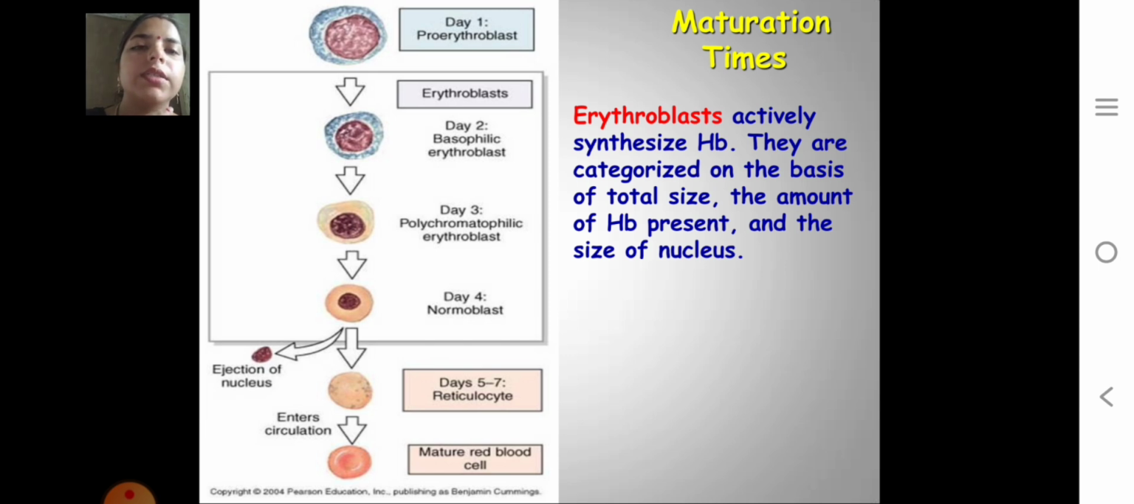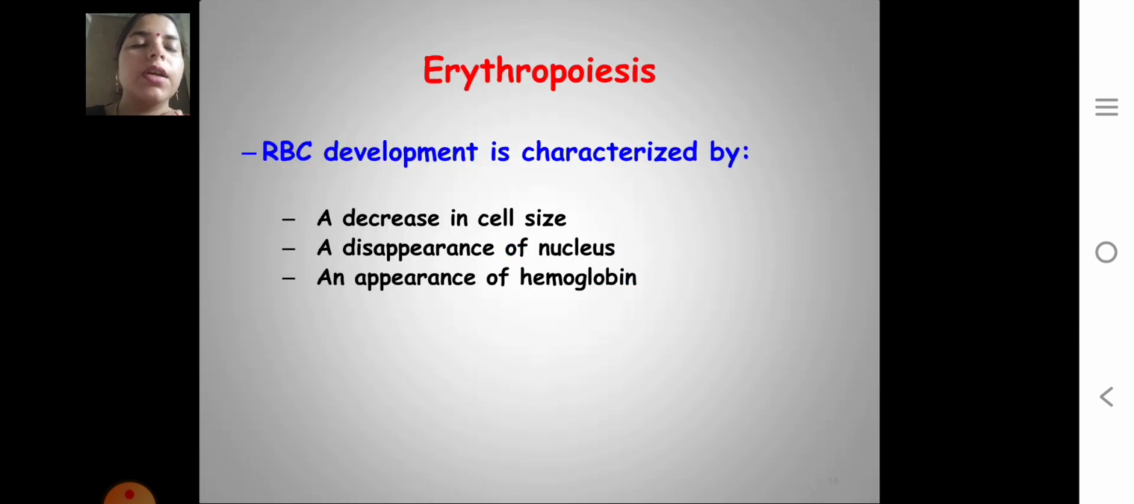So this is the cycle for the formation of RBC, which are also known as erythrocytes. Erythropoiesis is the process of RBC development, characterized by a decrease in cell size, a disappearance of the nucleus, and the appearance of hemoglobin.